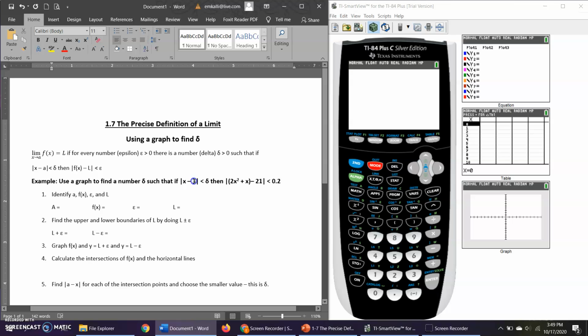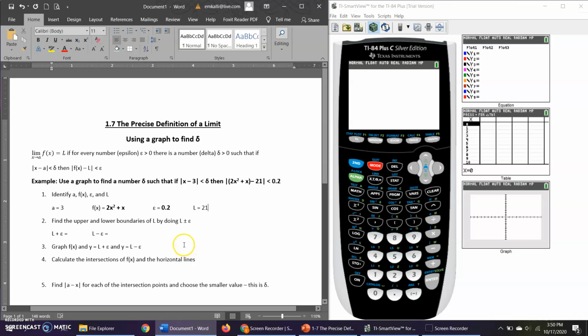Okay, so notice right here, this 3 is right where the a should be. So a is 3. And then I notice that this 2x squared plus x is right where f of x should be. So that is my f of x. And I notice my epsilon right here where e is the 0.2. So I'm going to make that my epsilon. And finally, I see the limit is 21, and it should say minus here because it's f of x minus the limit. So my limit here is 21.